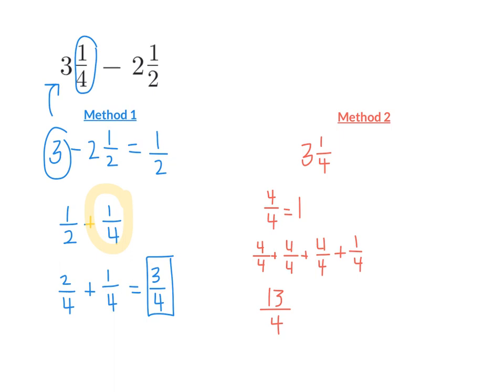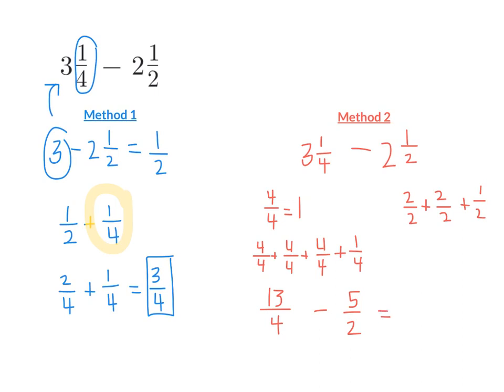13/4. Our second problem, or second number, is also a mixed number, 2 1/2. We also have to make improper fractions. We know that in this case, 1 whole is 2 halves, right? So we have 2 wholes, 1 plus 1, or 2 halves plus 2 halves, plus 1 more half. So we're taking away 5 halves. So our problem really is 13/4 minus 5 halves.